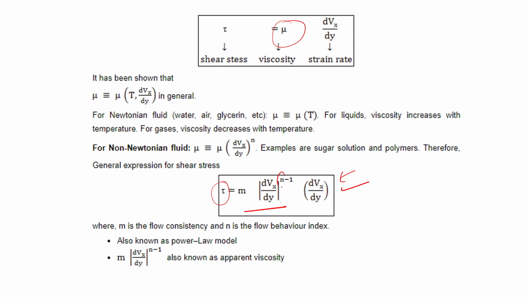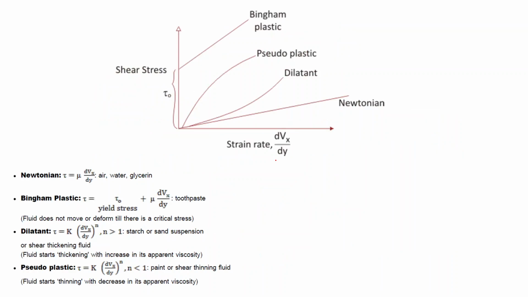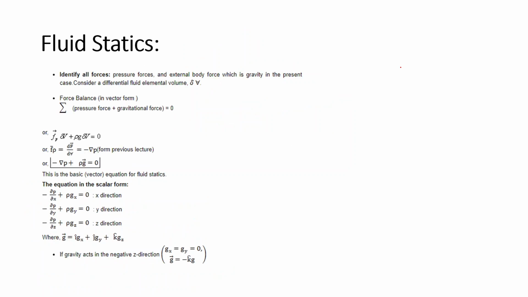And based on this value of n, we can comment on the rheological behavior of the fluid. Over here we can see that if n is greater than 1, then it is a dilatant fluid, and if n is less than 1, then it is a pseudoplastic fluid. And similarly for all the graphs.